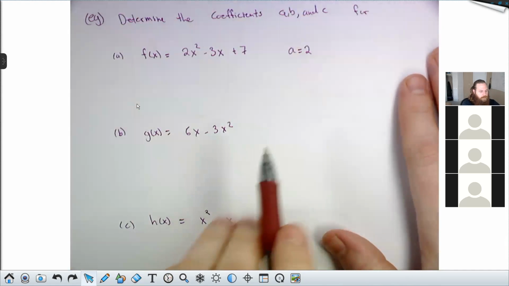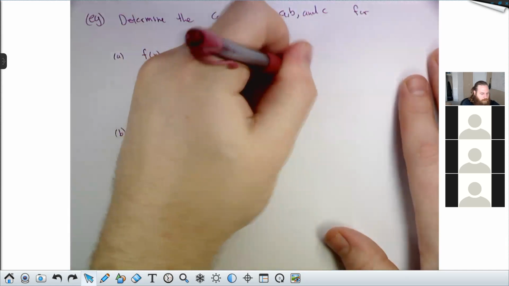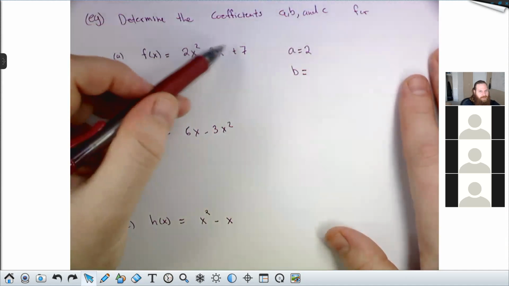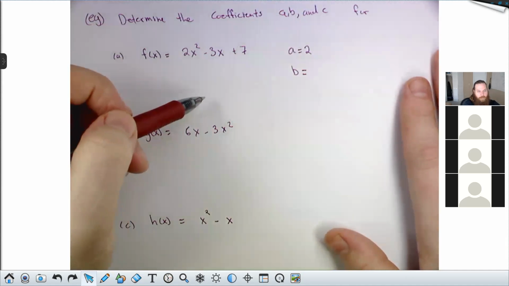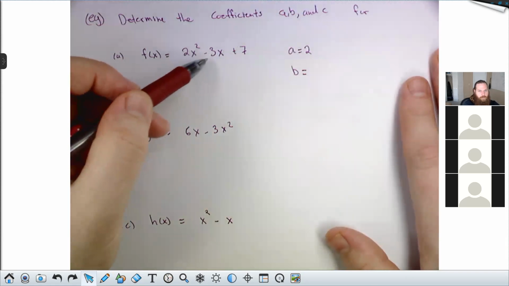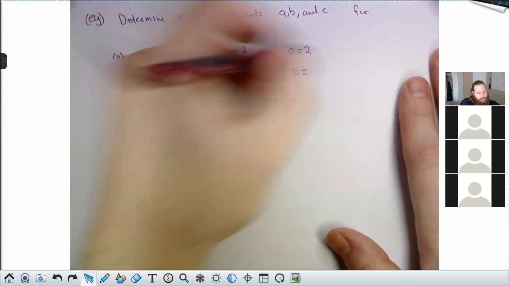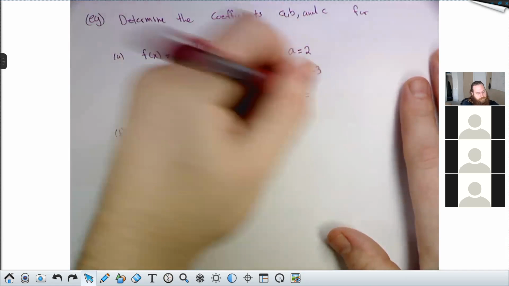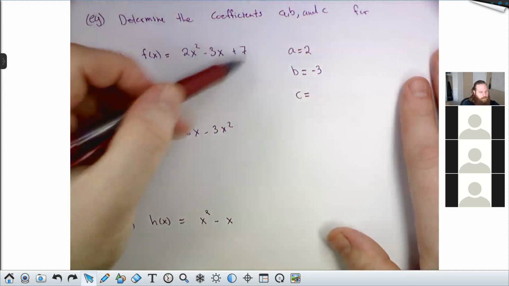What about the next coefficient, b? Sometimes we call him the linear coefficient because x to the 1 here is like the linear term. We need to be a little bit careful. Yeah, so this one is -3, right? The minus we might not think of as being a part of that coefficient, but it really is. So b here is -3, and c is going to be +7.